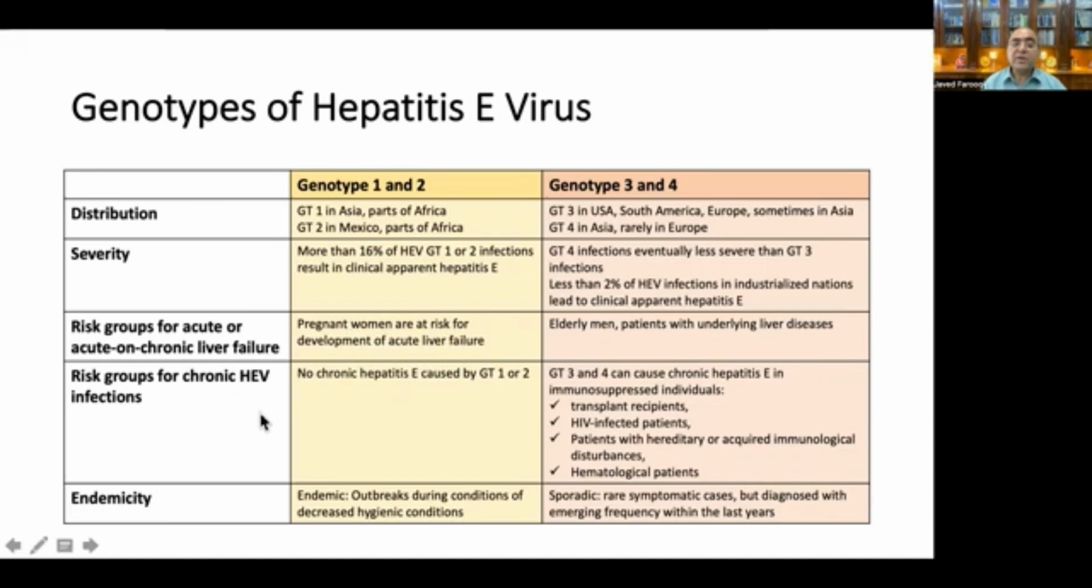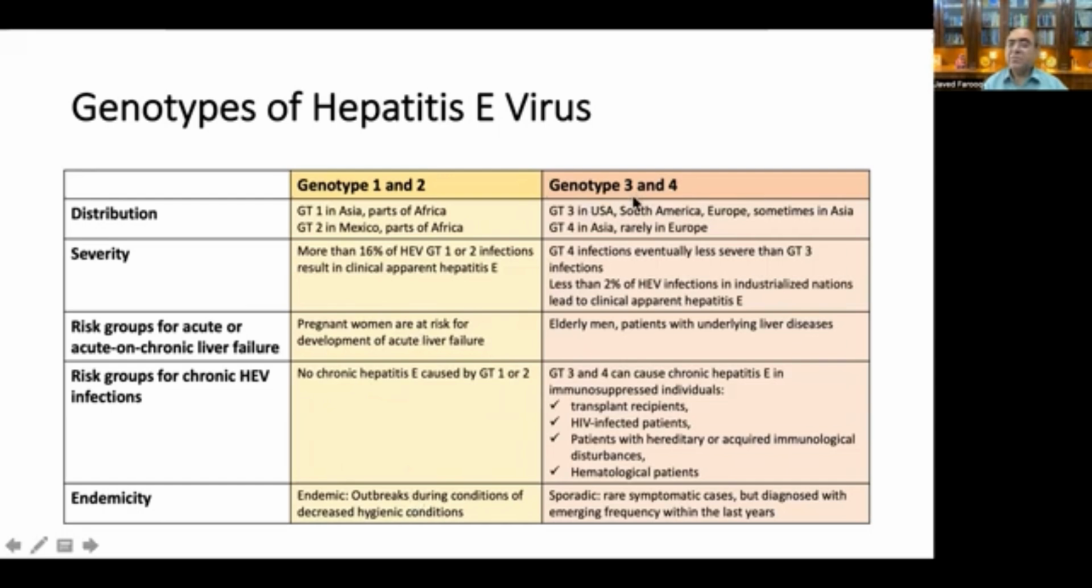Risk groups for chronic infections: for genotype 1 and 2, there is no chronic hepatitis E caused by genotype 1 or 2. Till now, no case has been reported. And coming to the endemicity, outbreaks have been reported during conditions of decreased hygiene, and it is feared as well that because of the current rains and floods, there may be outbreaks of acute hepatitis E in Pakistan as well.